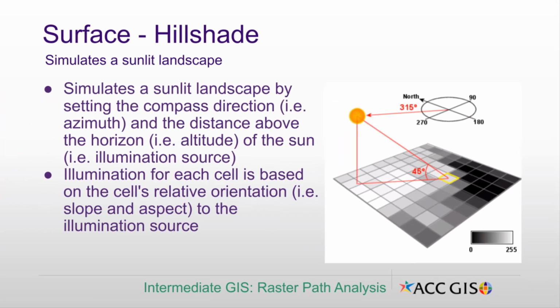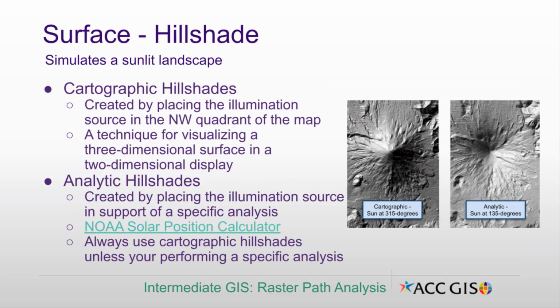Now, those parameters of a 315-degree azimuth and a 45 degrees above the horizon are important because we utilize those exact parameters to generate a cartographic hillshade, which is created by placing the illumination source in the northwest quadrant of a map. And this is a technique for visualizing a three-dimensional surface in a two-dimensional display.